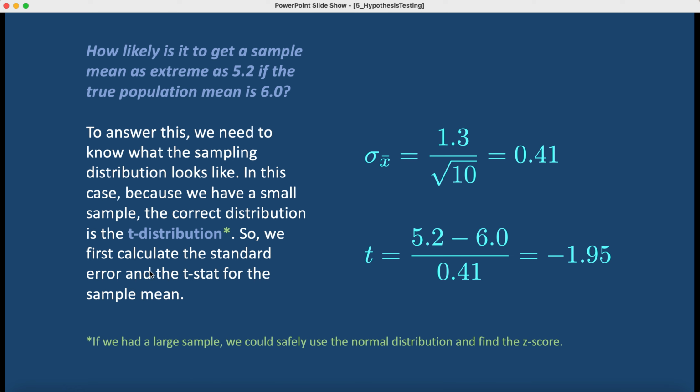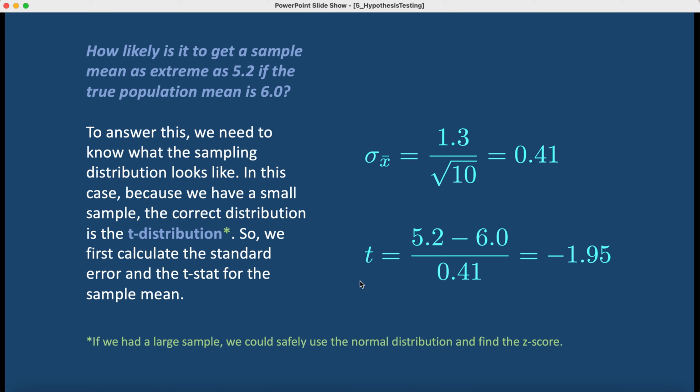So we calculate the standard error first. The standard error in the mean: we take our sample standard deviation, which we got from the sample as 1.3. We have a sample size of 10, so divide by the square root of 10. Our standard error is 0.41.